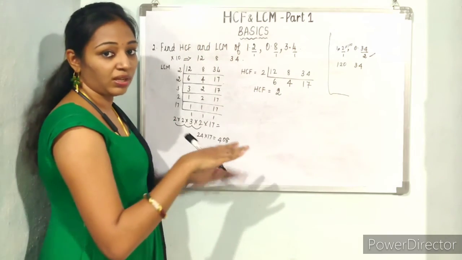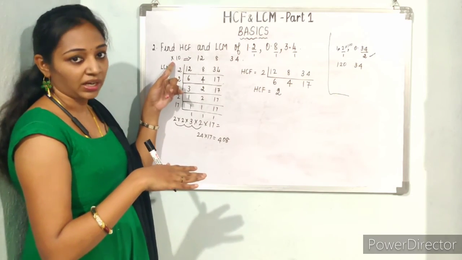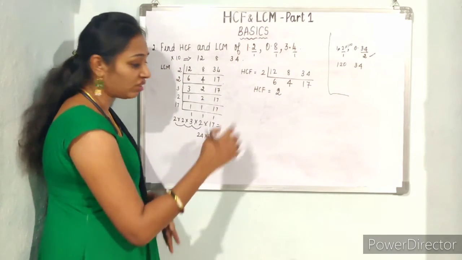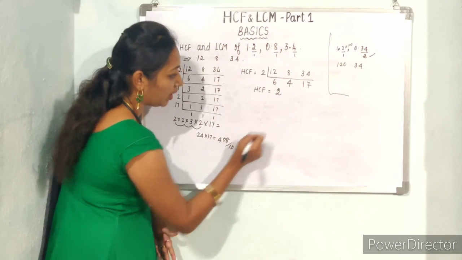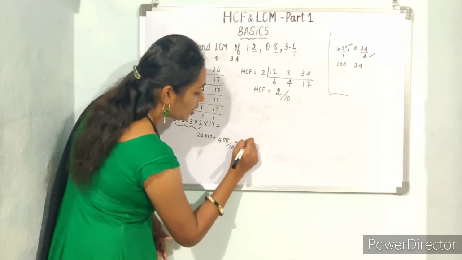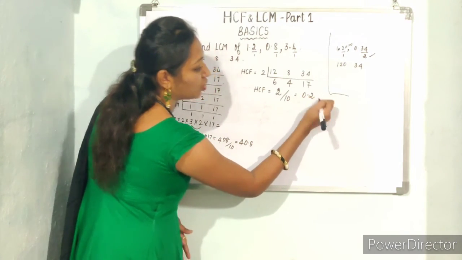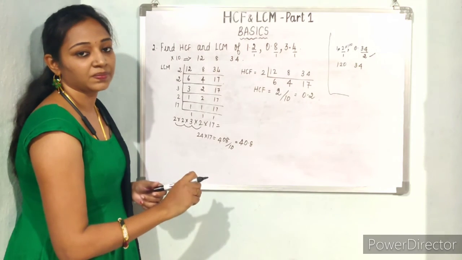Okay, don't just leave the problem here. We already multiplied the numbers by 10. So now you have to divide the answers by 10. Divided by 10 here, and here also divided by 10. So you'll get the answer: LCM is 40.8 and HCF is 0.2. So this is the answer.